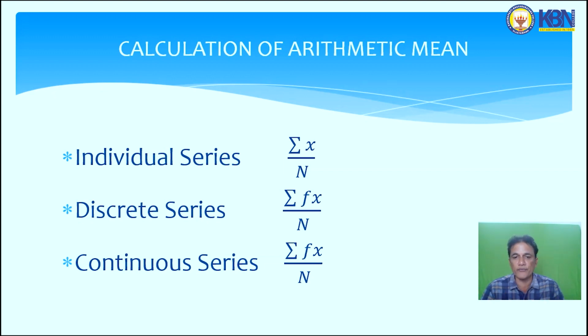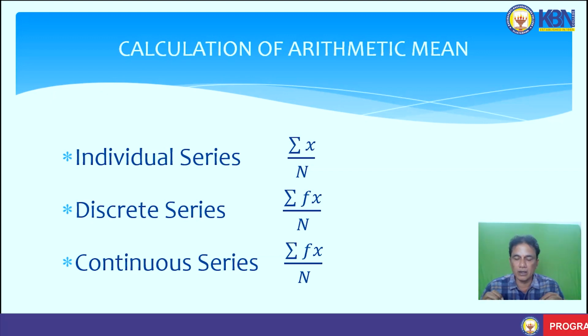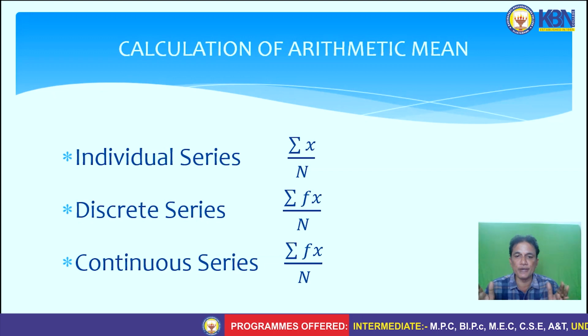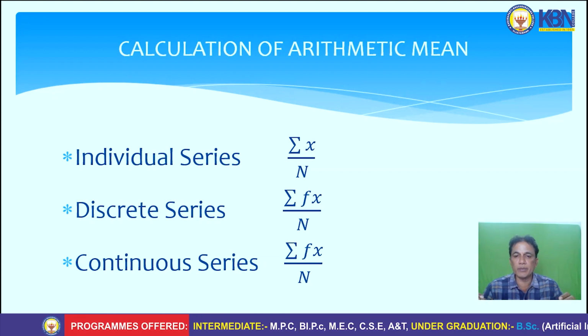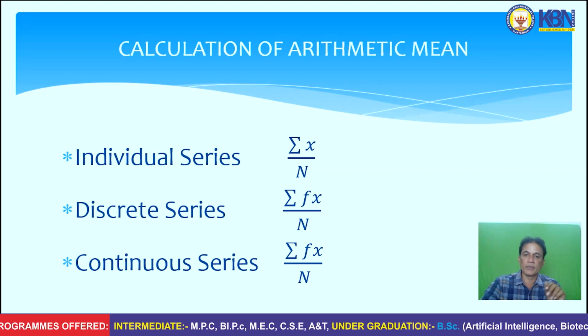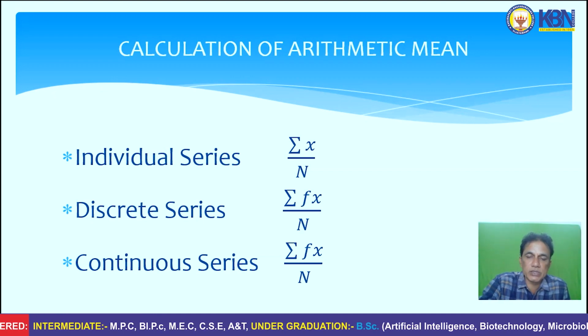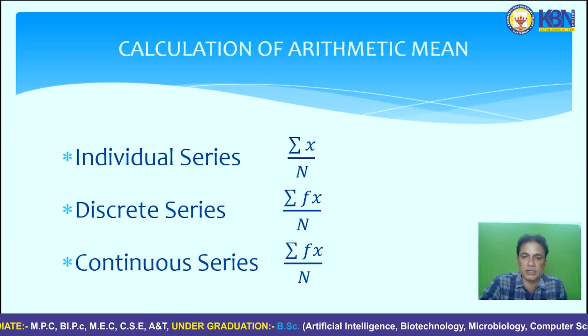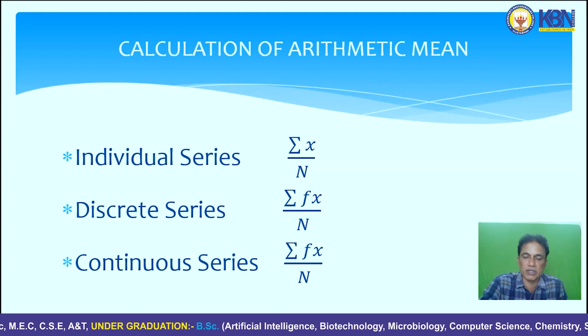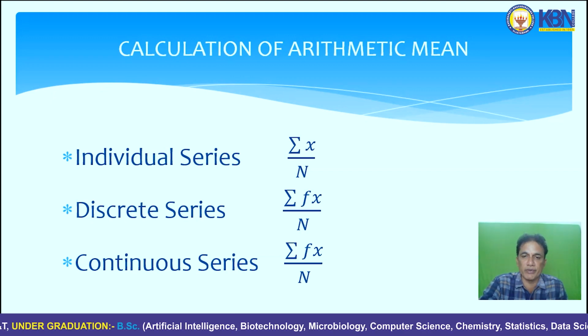The product of frequency and values of variables, divided by the sum of the frequency. Here f means frequency, x means mid value or midpoint of the given class interval, and n means sum of the frequency. So this is one of the methods. The second method is the shortcut method. The third method is the step deviation method.